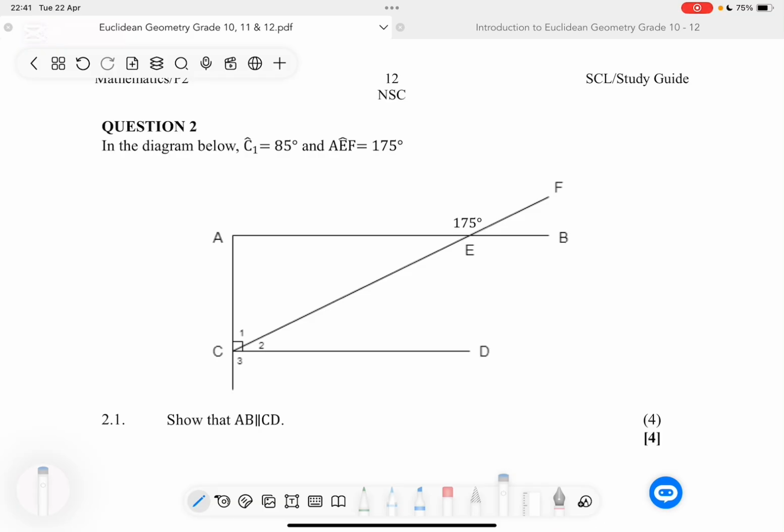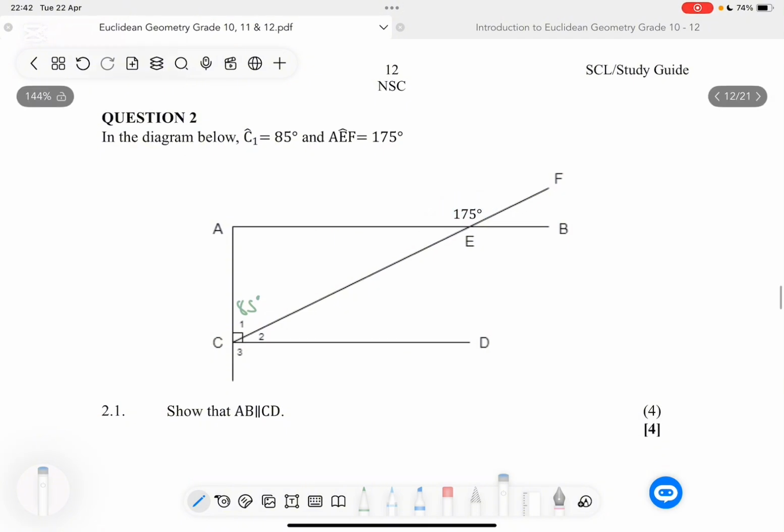Question 2. In the diagram below, angle C1 is equal to 85 degrees and angle AEF is equal to 175 degrees. So we are told here that angle C1, which is this here, is equal to 85 degrees. So I can write this down here to say it is 85. And we are also told that angle AEF, which is going to be this angle here, is 175.